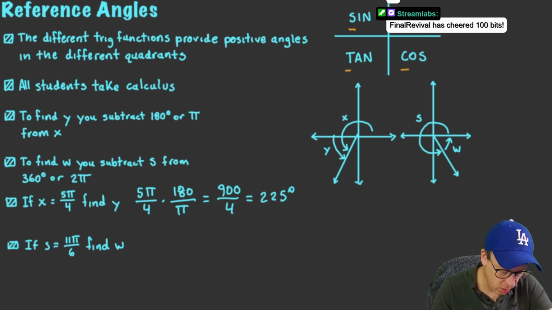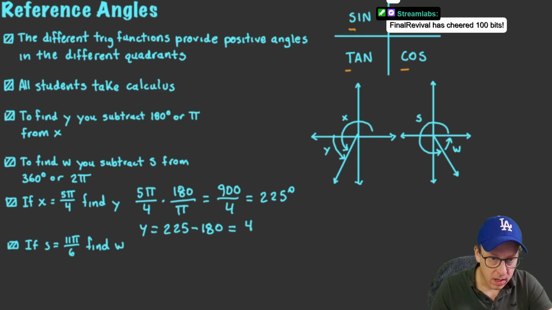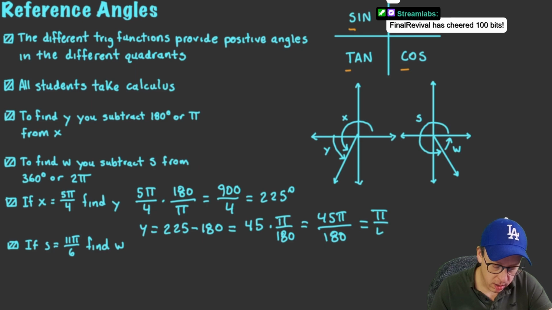So in that situation, y is going to end up being 225, and we subtract from it the 180, and that is going to give us a final amount of 45. And then if you wanted to convert this into radians, you would multiply it times pi over 180, which is going to give you 45 pi over 180, which is going to be pi over 4. Okay? So that is finding those angles and also converting from degrees into radians.